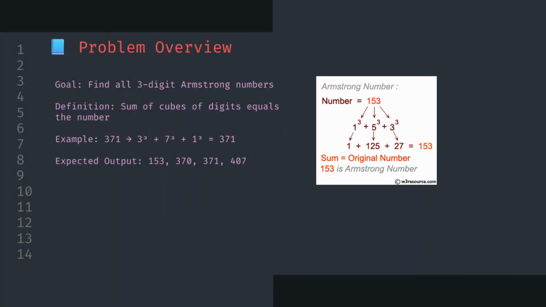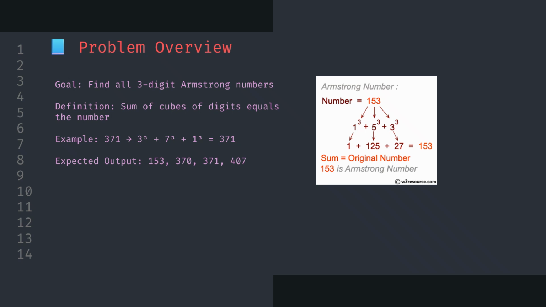An Armstrong number has a special property where the sum of the cubes of its digits equals the number itself. For example, 371 is an Armstrong number because 3 cubed plus 7 cubed plus 1 cubed is equal to 371. We will find all such numbers between 100 and 999.